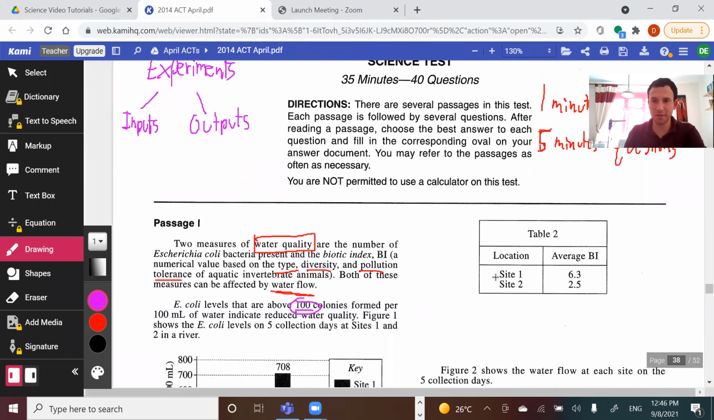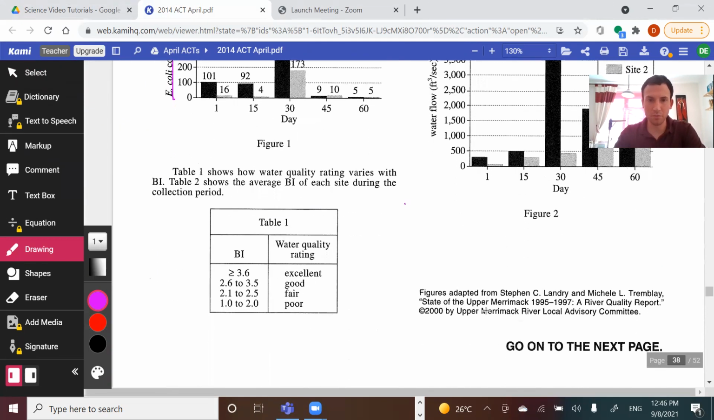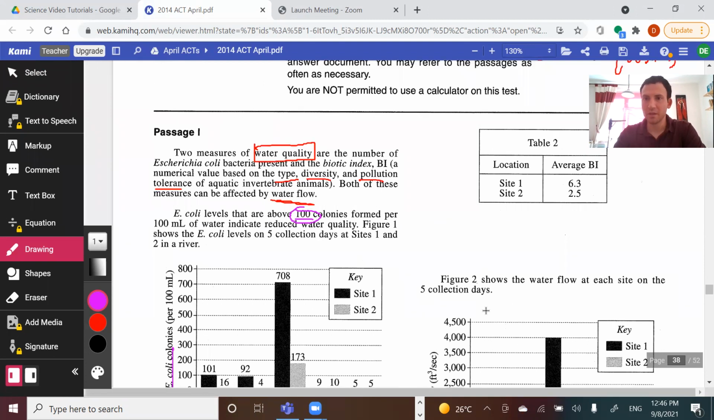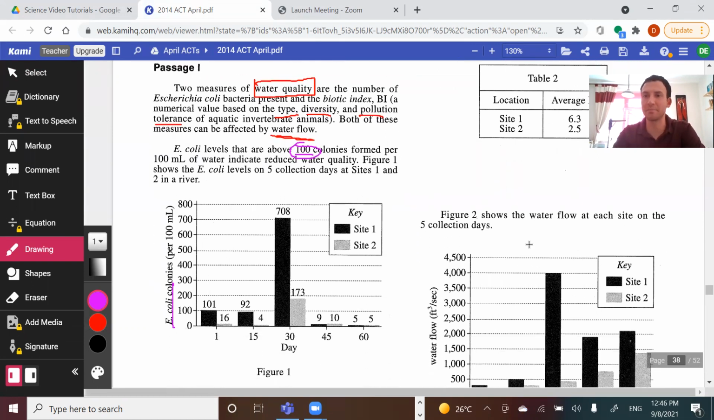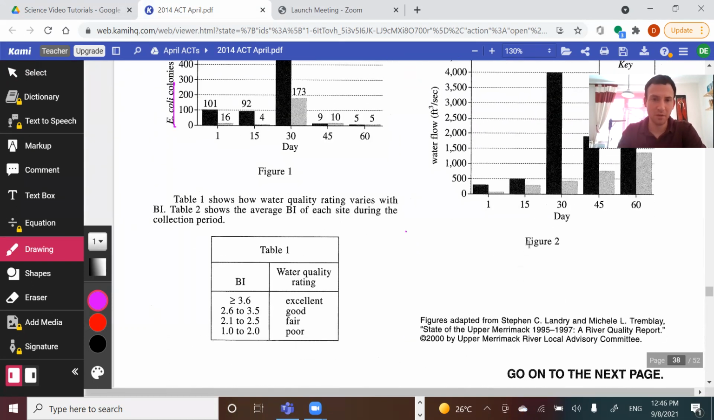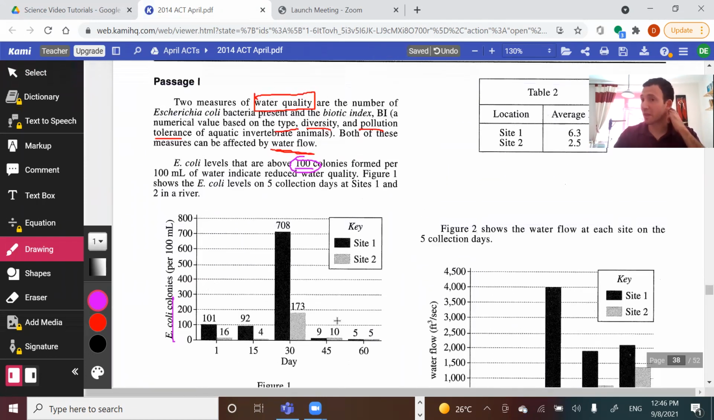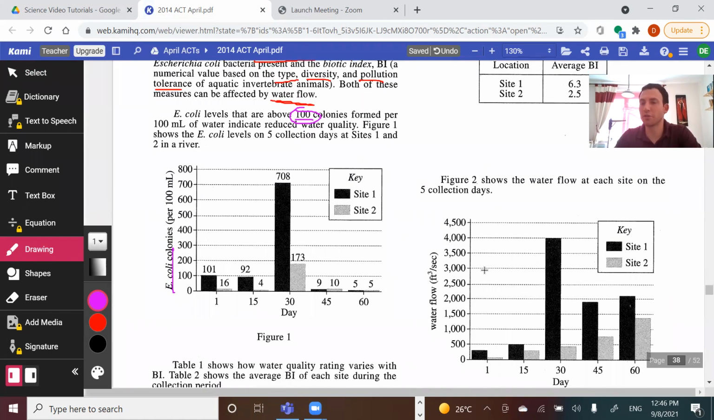And then our input is site 1. Our output for BI is 6.3, which would mean it's excellent. Site 2, our input is site 2. On the left side, our output is BI, which is 2.5, which in this case would be fair. Okay. Again, you may not be going through in this level of detail, but you just have to understand what are my inputs and what are my outputs. And then how they change from figure to graph.